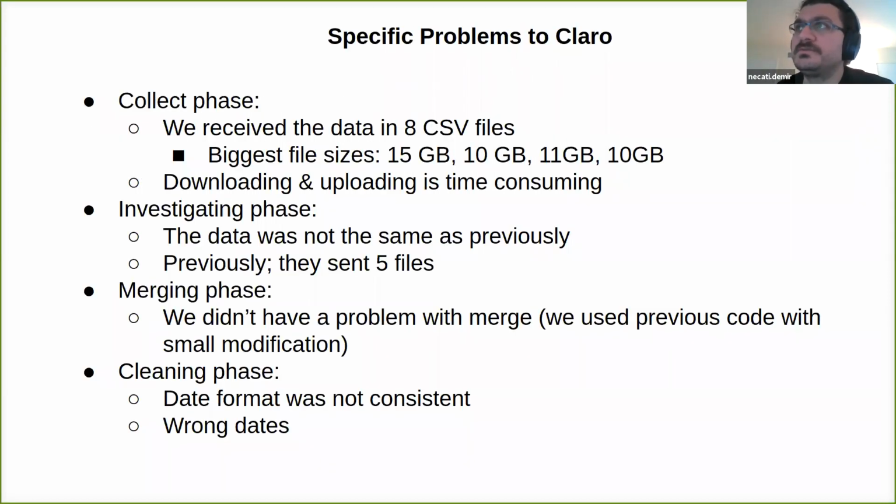Okay, so specific problems for Claro in each step. Collecting phase. We received the data in 8 different CSV files. These are the biggest files: the biggest 4 files are 15, 10, 11, and 10 gigabytes. Almost 50 gigabytes of data. You are downloading to a data science computer and uploading to BigQuery from that computer. Do you see the point? That for sure crashed the computer like 10 times.